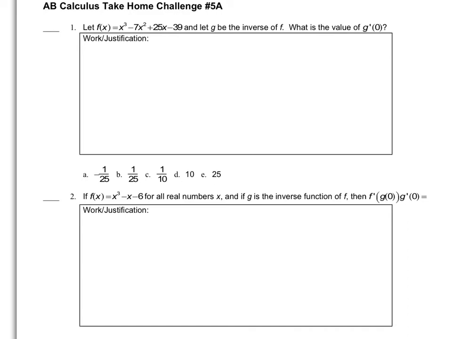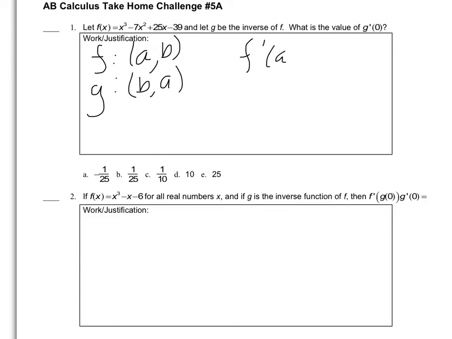If we think back to what we discussed earlier this week about inverses and their slopes, we know that if we have a point on f, a comma b, then that corresponding point in the inverse will be b comma a, because we switch the x and the y values. We also discussed that the slope at a in the original function will be the reciprocal of the slope at b in the inverse function.